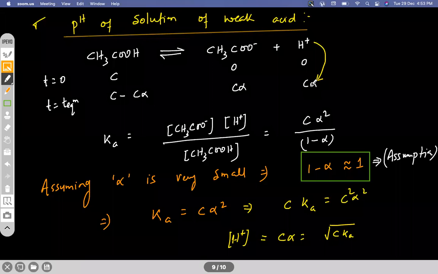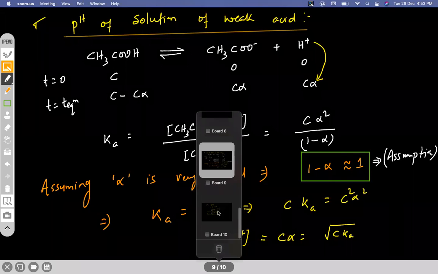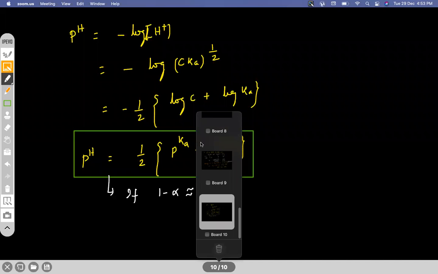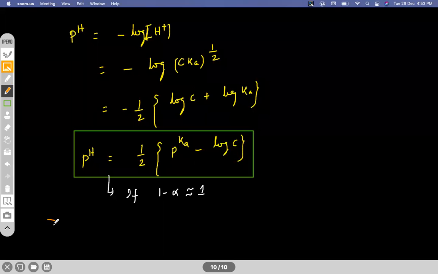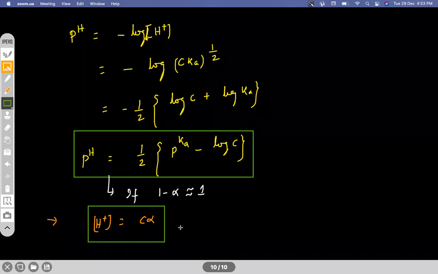But the formula that I have written, pH is equal to half of pKa minus log C, we can only use when we can make this assumption, if 1 minus alpha is almost equal to 1. This is the condition, then we can use this. If we do not have 1 minus alpha equal to 1, then we know the concentration of H plus, I'll write down here, concentration of H plus equals C alpha, and this is true in all conditions. We need to use this particular formula in order to find pH. Correct.